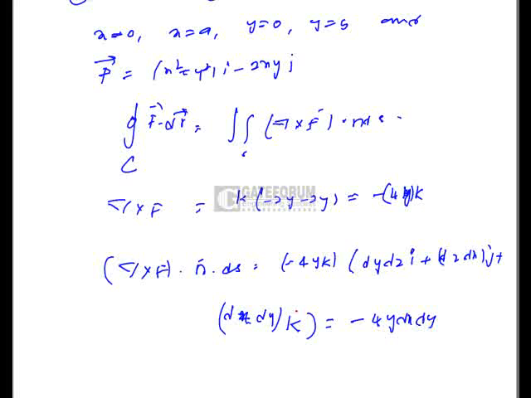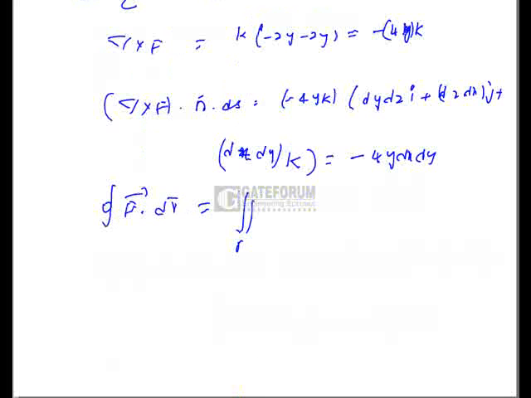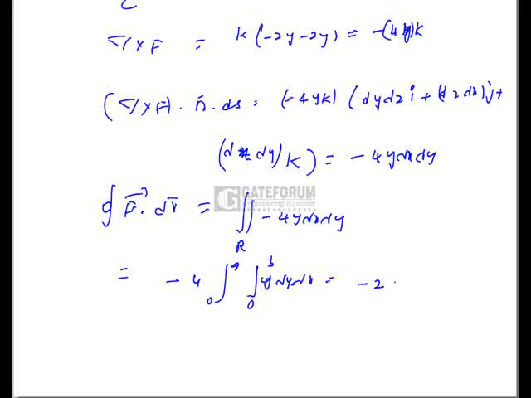Now let us find this integral. Integral f dot dr is nothing but over the region minus 4y dx dy, and we know the regions here, 0 to a if it is x and 0 to b if it is y, dy dx. If I simplify, it will be minus 2a b square, which is nothing but option D.